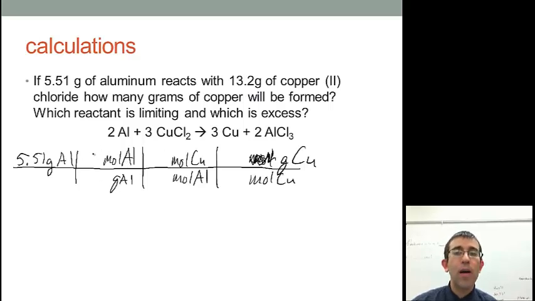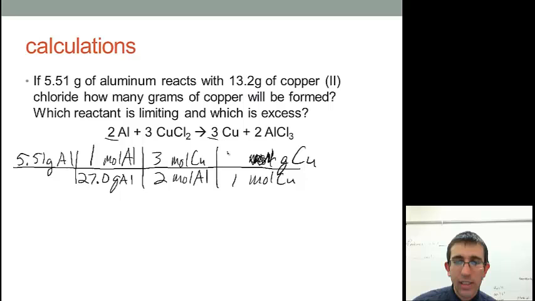Mole and gram together, my mole will be 1. My grams of aluminum, mole and gram together, we looked at the periodic table. We find aluminum. Aluminum is 27.0 on your periodic table. Mole and mole together, we're going to the coefficients here. 2 for aluminum, 3 for copper. And lastly, moles and grams, my mole is 1.